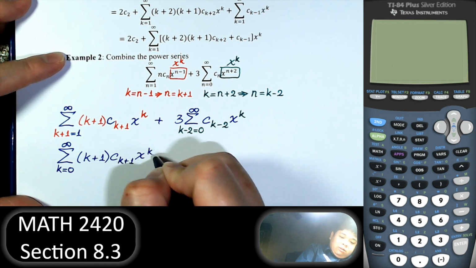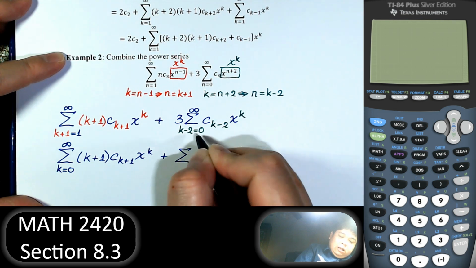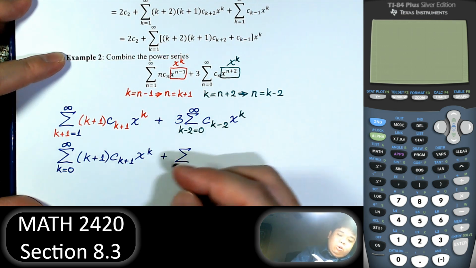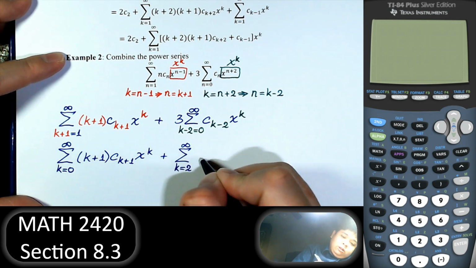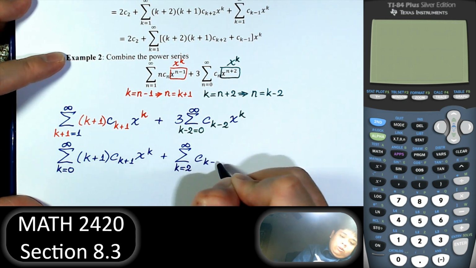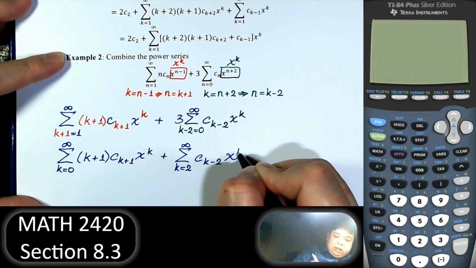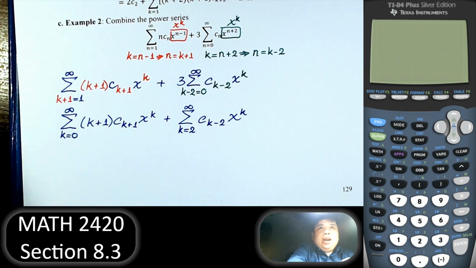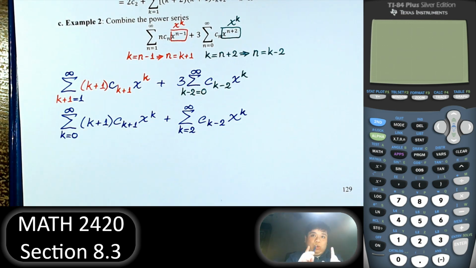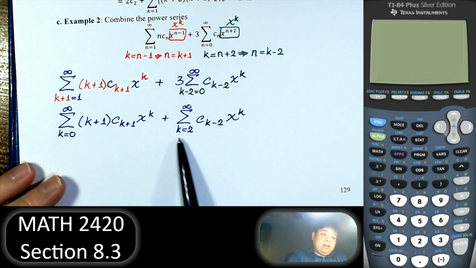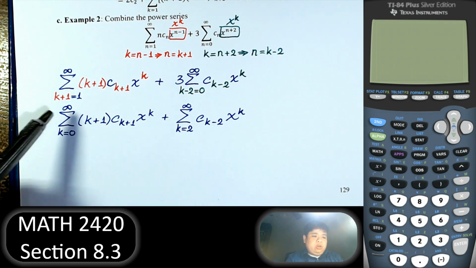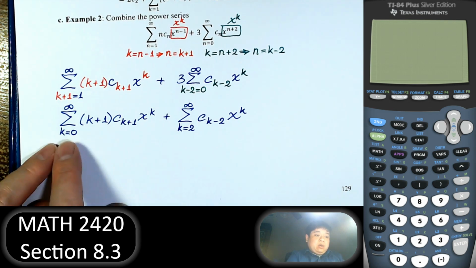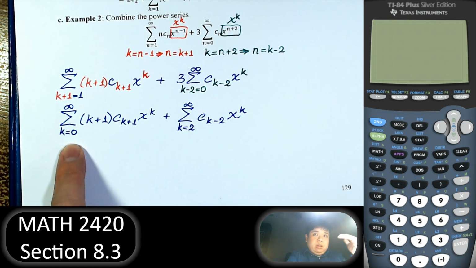Just copy everything else. So move the 2 over, or add 2 on both sides, k equal to 2. C of k minus 2, x to the k. Right, now both of them have x to the k. We should be able to combine them if the index starts at the same number, which is not. Now this one starts at 2, this one starts at 0, meaning that we have to turn this into a bigger number.